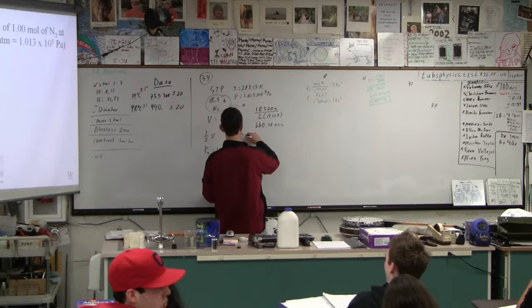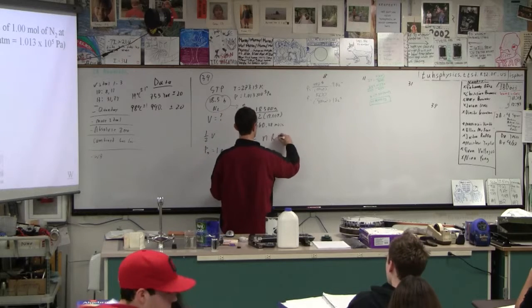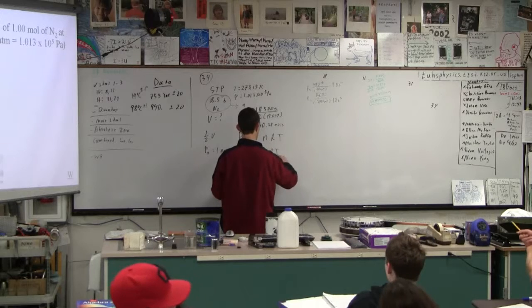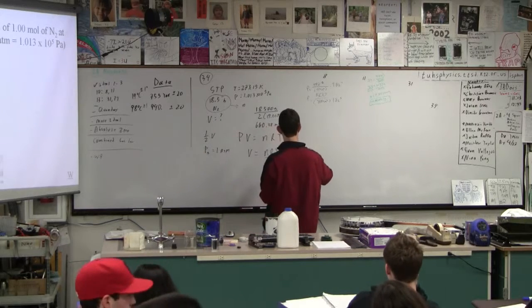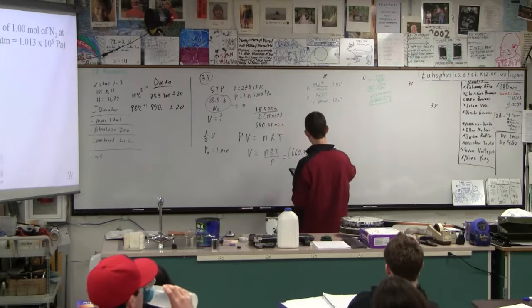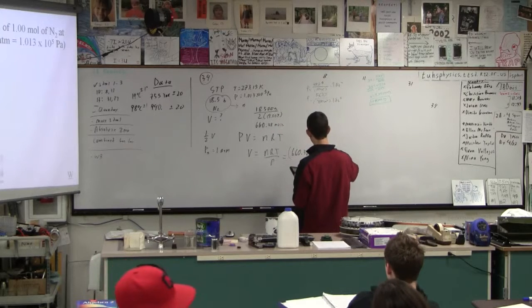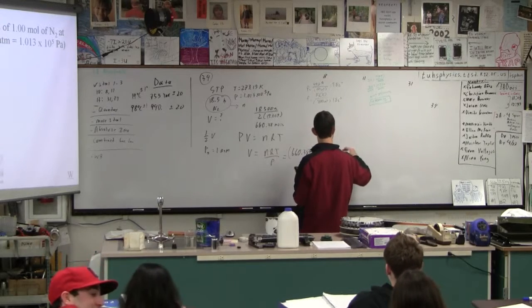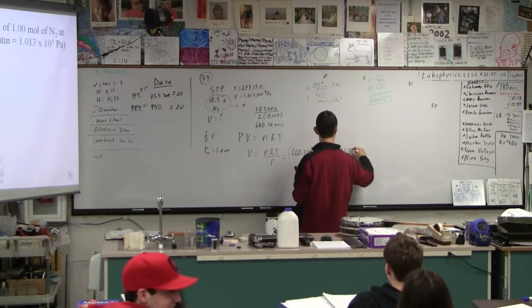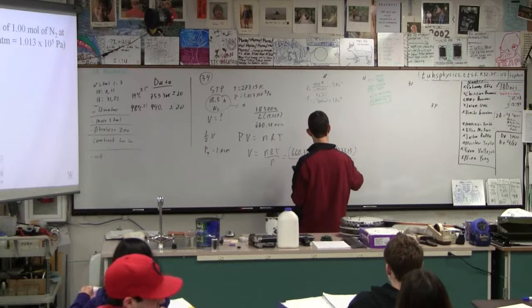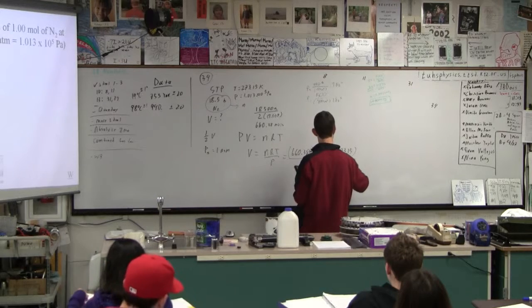We can say PV is nRT. So V is nRT over P. So it's 660.38 times 8.31. This is moles, and 8.31 is joules per mole kelvin. The temperature is 273.15, and our pressure is 1.013 times 10 to the 5th, and this is newtons per square meter.